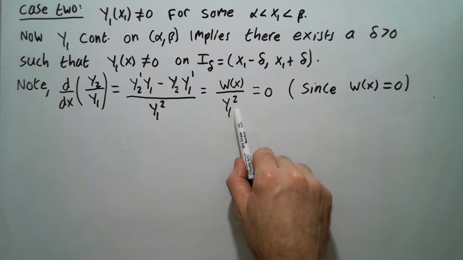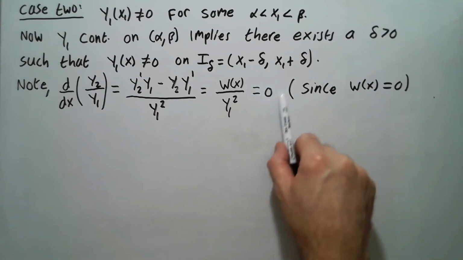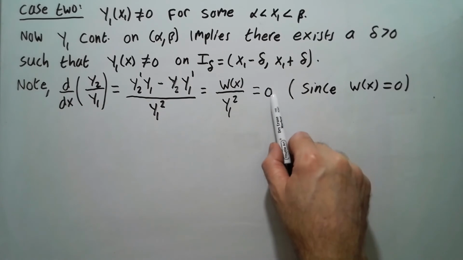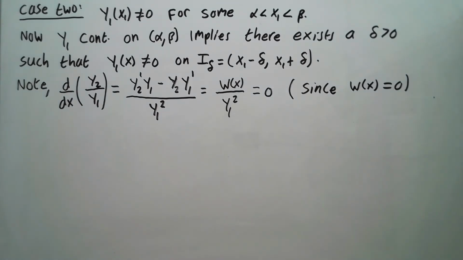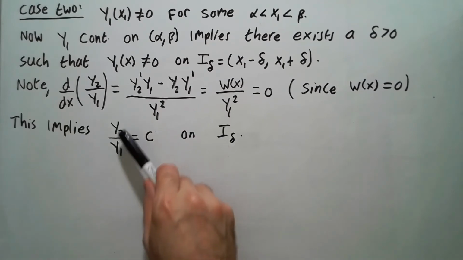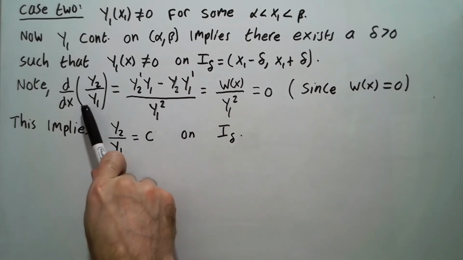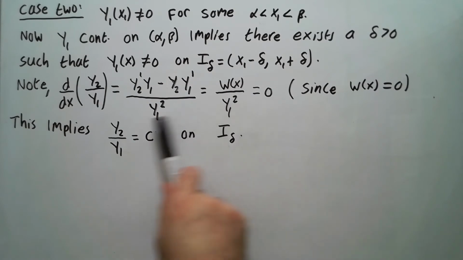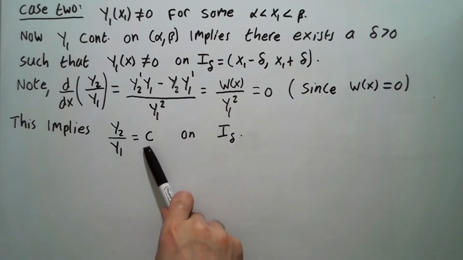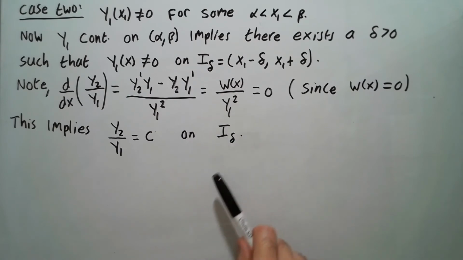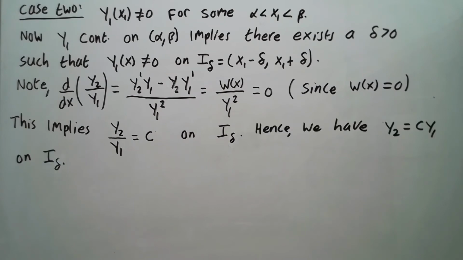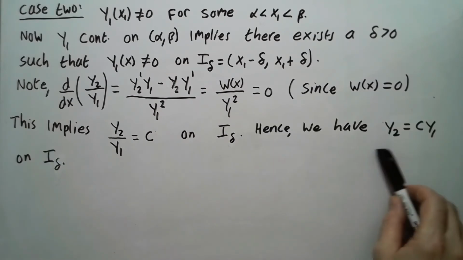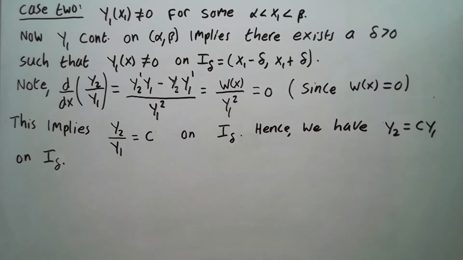Now we're assuming that the Wronskian is 0. That's going to make the derivative 0. It'll be 0 on top, so the whole thing will be 0. So this implies that y2 over y1 is a constant, because when we took the derivative we get 0. If the derivative of a function is 0, it means the function is a constant. Therefore y2 over y1 must equal a constant on our interval I. Multiplying both sides by y1, you're going to have y2 equals c y1 on our interval I.